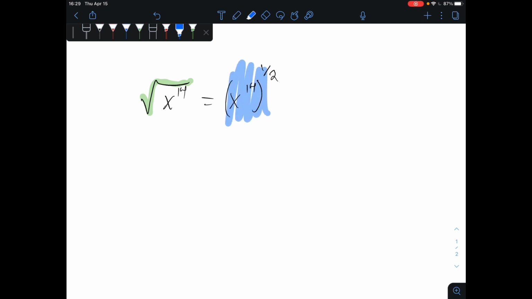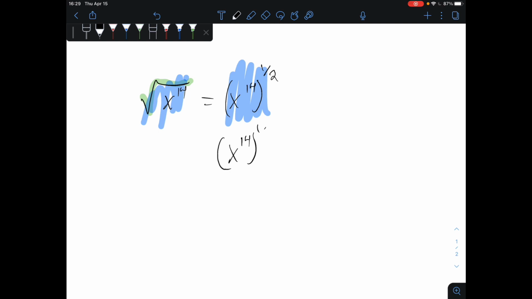So, moving on to our next problem, we have the square root of x to the 14th power. In this case, we need to rewrite our radical as an exponent, so that it becomes a little more maneuverable for us. So we have x to the 14th to the 1/2 power, which is the equivalent of our expression on the left, so this right here is equal to this right here. And so we have x to the 14th.